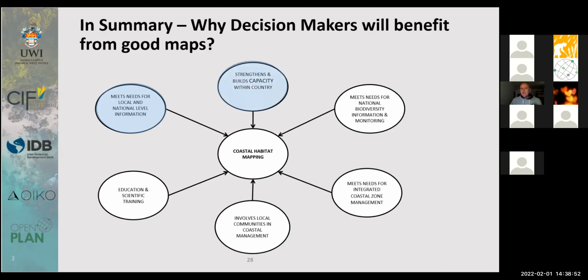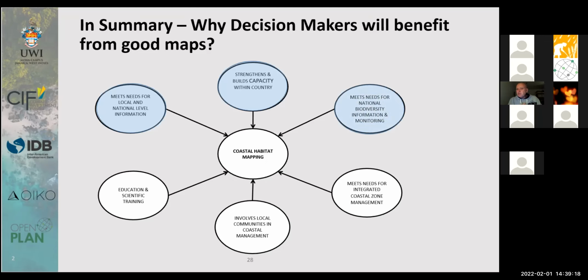Secondly, the whole purpose of the map is that it can convey knowledge and it can convey an outreach potential that many words can't do. So it strengthens and it builds capacity on coastal vulnerability issues and environmental management to a range of stakeholders in your country.